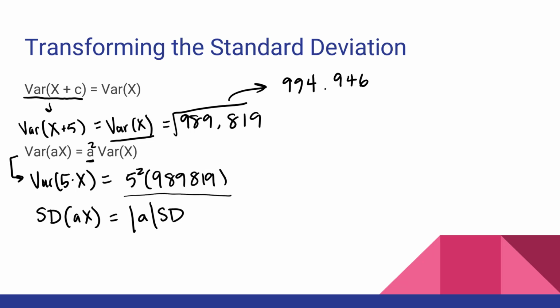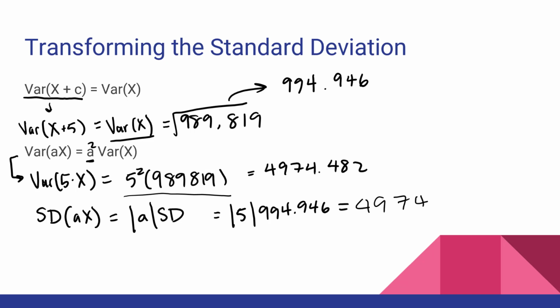If you were to calculate this out and then take the square root of it, you would get 4,974.482. And then if you were to take the absolute value of 5 times our standard deviation, so 994.946, you would get the same thing. So 4,974.482 if you don't round this one off. This is actually a much longer decimal, so if you just put this into the calculator, you'll get 4,974.73, but that's just because of a rounding error. If you took the entire decimal and multiplied it with the 5, you would get this number.